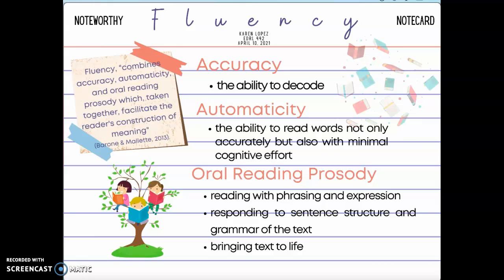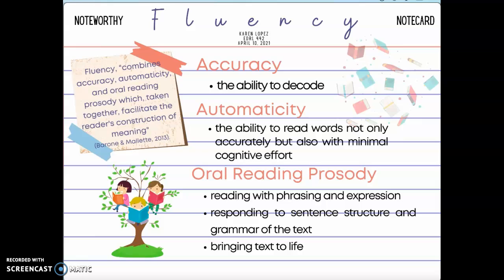So first I included the definition, which is: fluency combines accuracy, automaticity, and oral reading prosody, which taken together facilitate the reader's construction of meaning. I took this definition straight from the book and decided just to include it so it explains everything else in the note card. And then I broke down the three sections from the definition into bullet points.